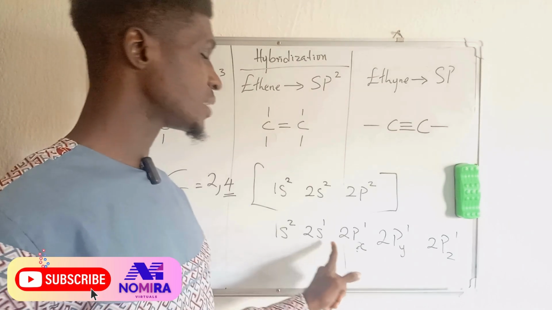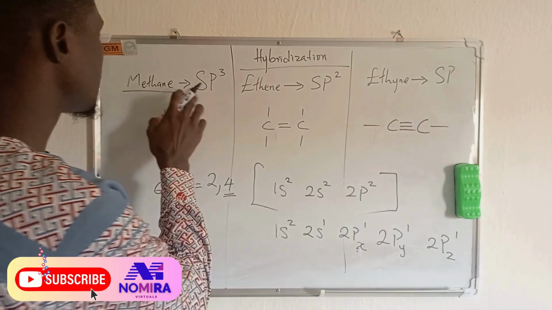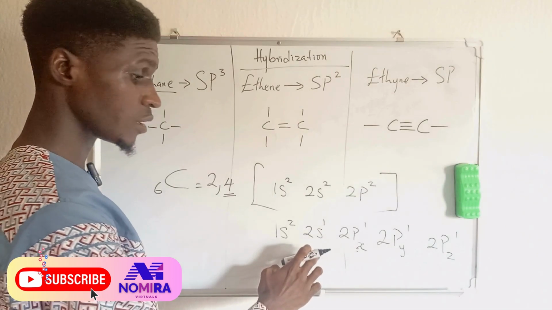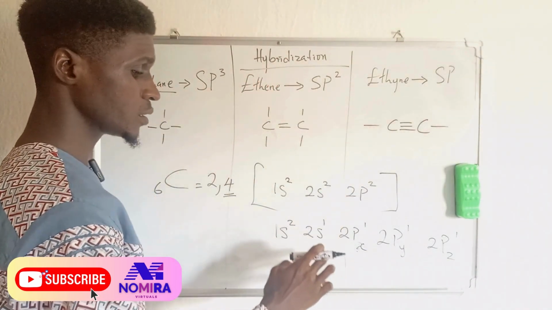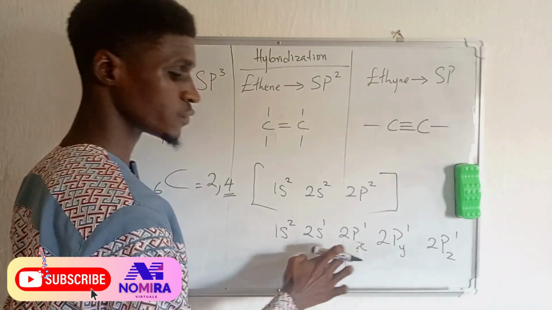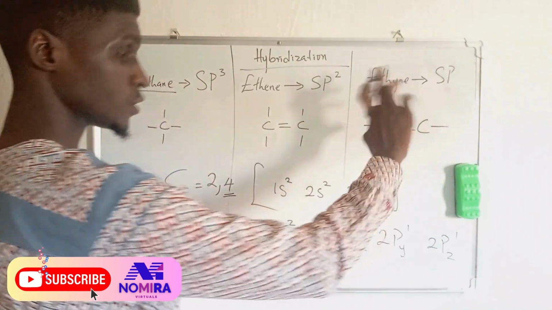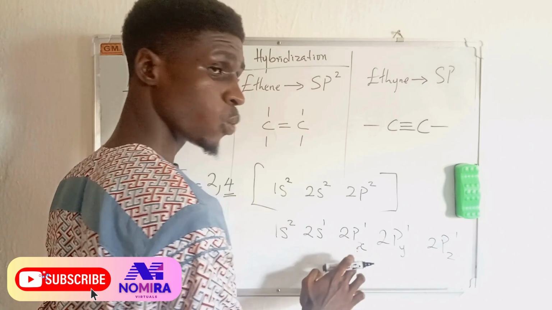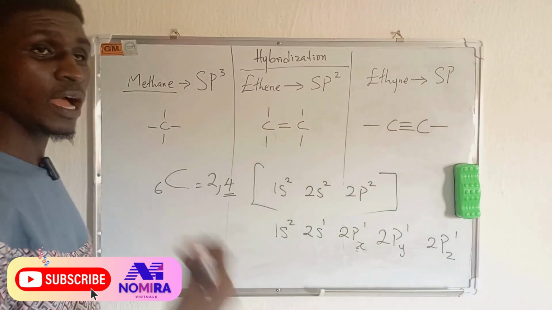So we are going to be seeing how one of these s orbitals, which is now unpaired, will be hybridizing with any number of these p orbitals. SP3 is formed when one of these unpaired s orbitals hybridizes with 3 of these p orbitals. SP2 is formed when one of these s electrons mixes with only 2 of these p orbitals. Then SP1 or just SP forms when s mixes with only one of this p orbital. So that is the basis of hybridization.